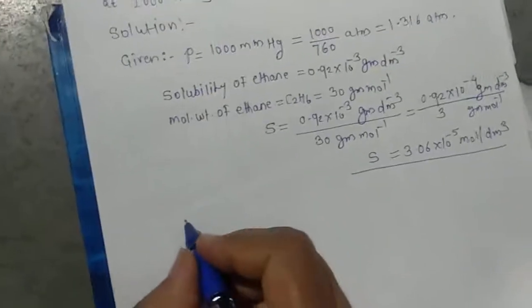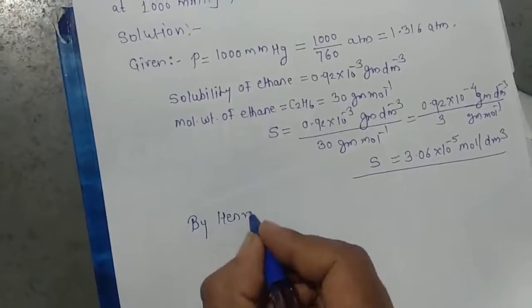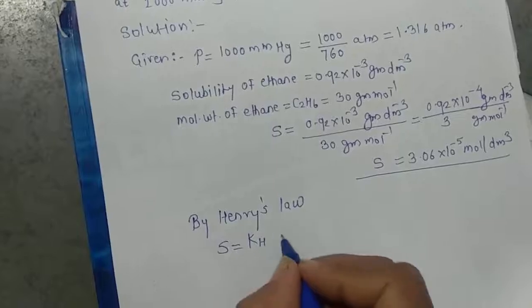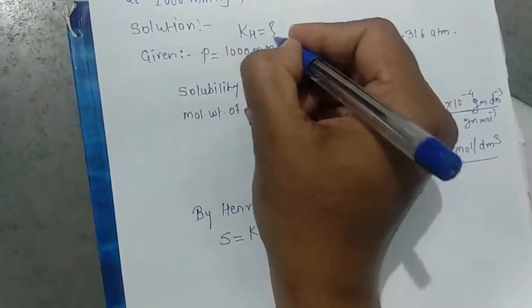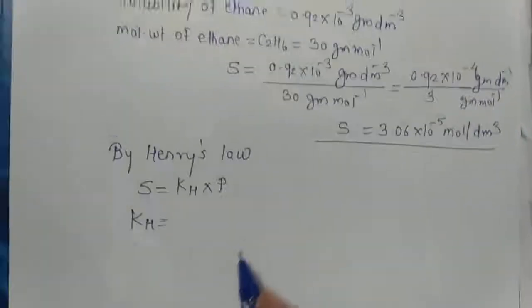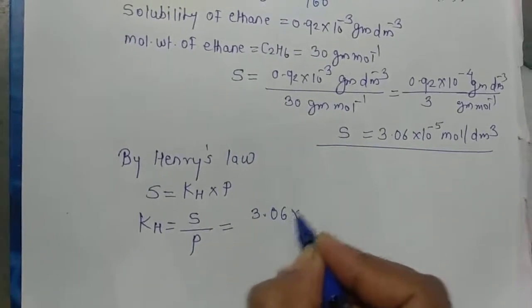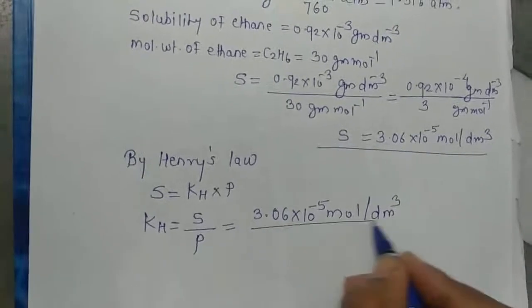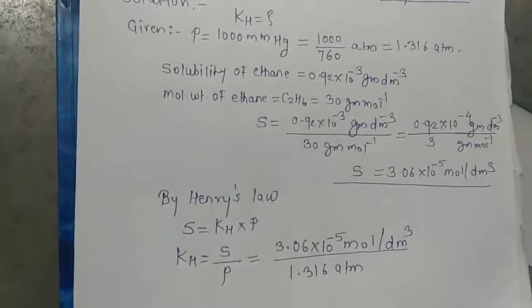So we are calculating the Henry's law constant. We have the formula for Henry's law constant: by Henry's law, S is equal to KH into P. So KH, the Henry's law constant, is what we are calculating. Solving this formula for the Henry's law constant, we get KH equal to S upon P. S, the value, is 3.06 into 10 raised to minus 5 mole per dm cube, upon pressure 1.316 atmosphere.